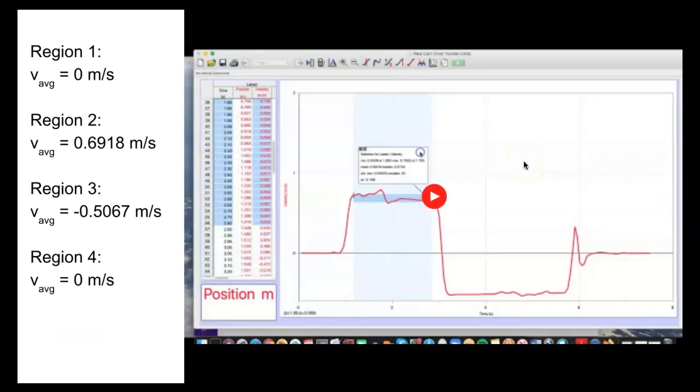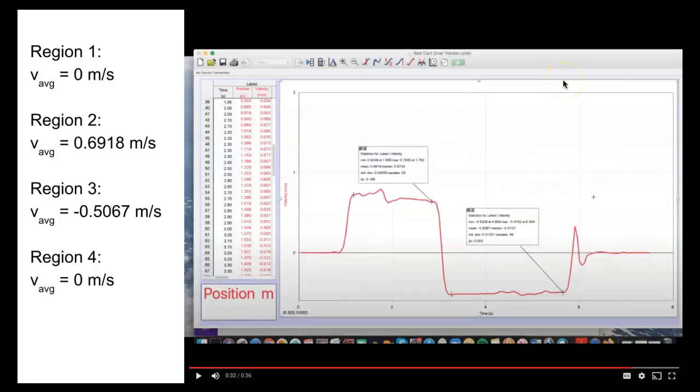For the experiment with that red cart, instead of looking at a graph of position versus time, we could look at a graph of velocity versus time, which is what I went ahead and did. Okay, now that it's a velocity versus time graph, you can see that the velocity is now the vertical axis, still time on the horizontal. And for the first second, I have a velocity of 0 meters per second.